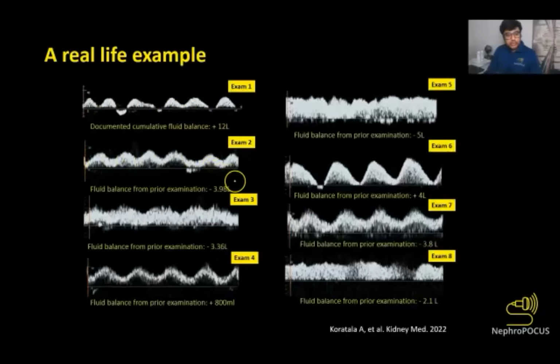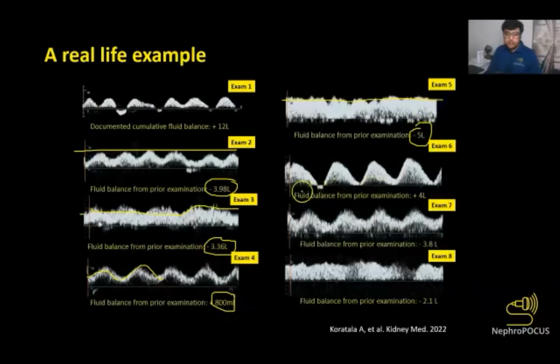transition. So compared to that previous exam, we removed about 4 liters and the pulsatility has significantly improved. And we removed further fluid, about 4 more liters, and it has become almost normal. And unfortunately, the patient got like 800 cc of extra fluid for some reason, and it became pulsatile again. We removed 5 liters here again from the previous examination. The portal vein has normalized.